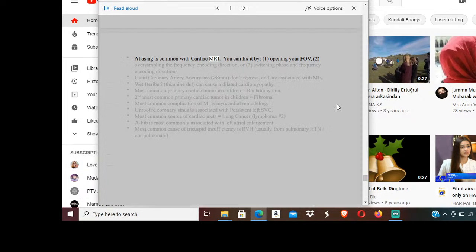Aliasing is common with cardiac MRI. You can fix it by: 1. Opening your FOV, 2. Oversampling the frequency encoding direction, or 3. Switching phase and frequency encoding directions.